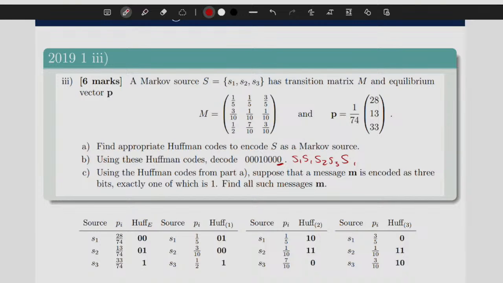So far A and B is everything that we've already done. The reason why I included this question is because of part C. Using the Huffman codes from part A, suppose that a message is encoded with 3 bits, exactly one of which is 1. Find all such messages that are possible. So first things first, if I have 3 bits, exactly one of which is 1, there are only 3 possibilities of what it could be, and that's going to be these 3.